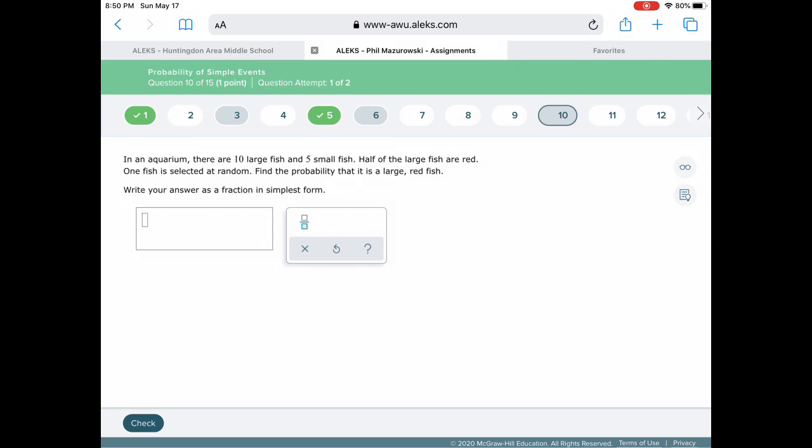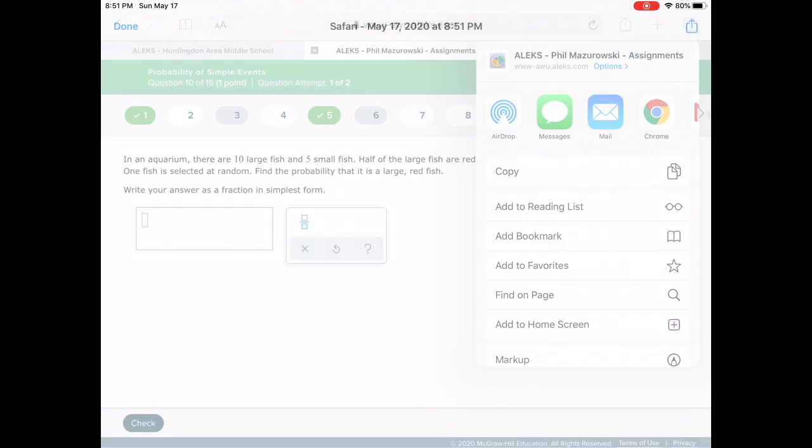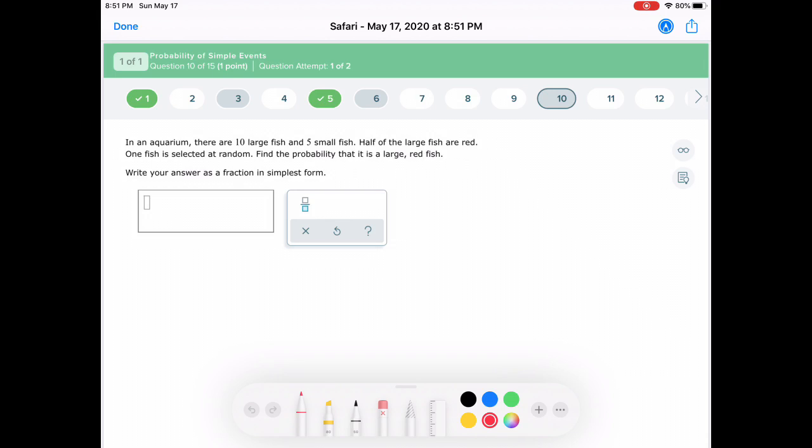Let's take a look at another example. In an aquarium, there are 10 large fish and 5 small fish. Half the large fish are red. One fish is selected at random. Find the probability that it is a large red fish. So now what we have to think about here is, once again, the total number of outcomes. In this case, the total number of outcomes is 15. There are 15 total fish.